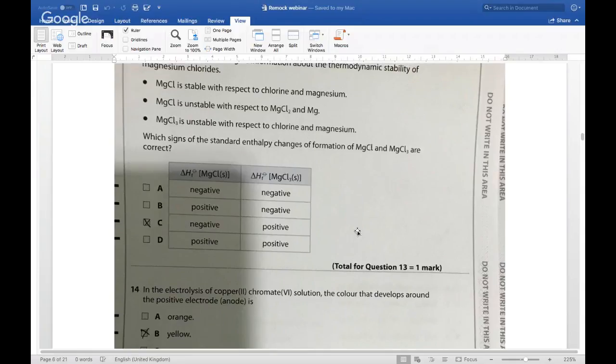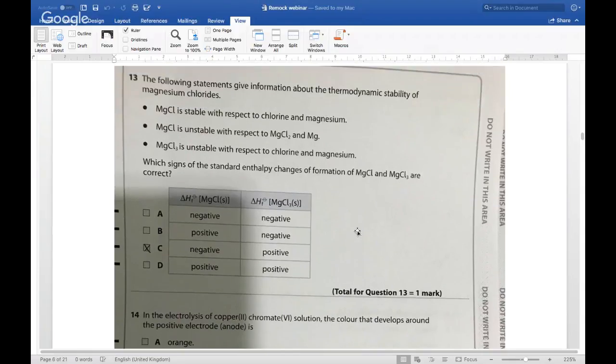Which sign of the standard enthalpy of formations are correct? So you've got to look at the statements. The ones we're comparing are the top one and the bottom one, because the one's saying stable with respect to MgCl2 and Mg. So you're comparing those two statements. The first one is stable, so it's going to be exothermic, hence a negative formation. The other one is unstable, so it's going to be positive.